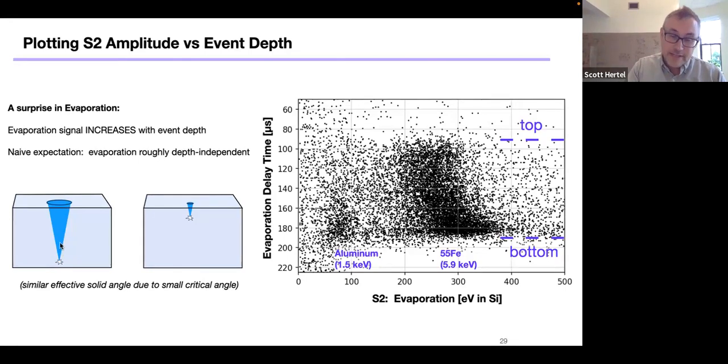You might expect naively there will be very little change with depth. All of the evaporation might occur only from phonons within this solid angle, and so the depth, the effective solid angle of the sensor, doesn't really play a role. It's just this constant solid angle of the critical angle region. It's something like 17 degrees. So my naive assumption going in was that we would see a fairly constant amplitude as a function of depth here.